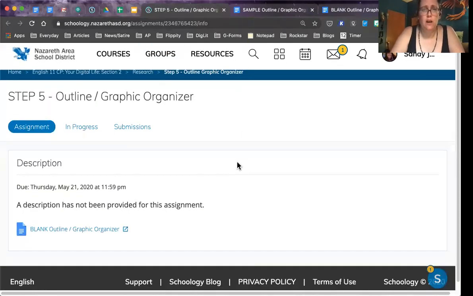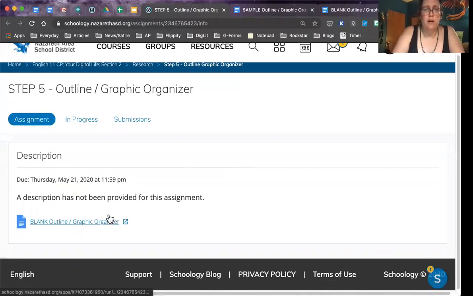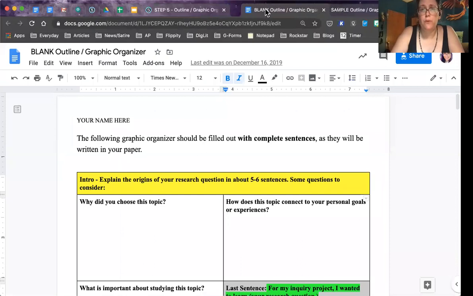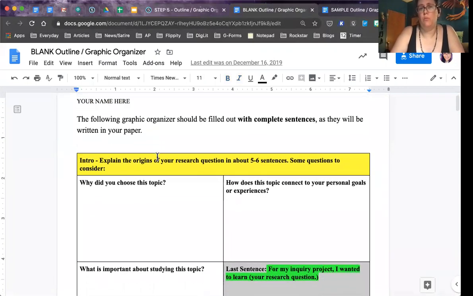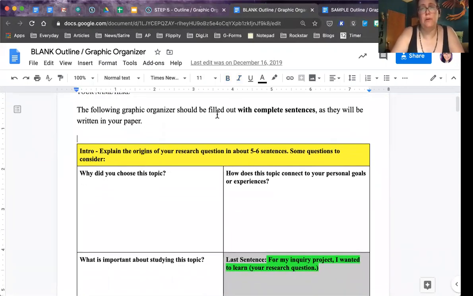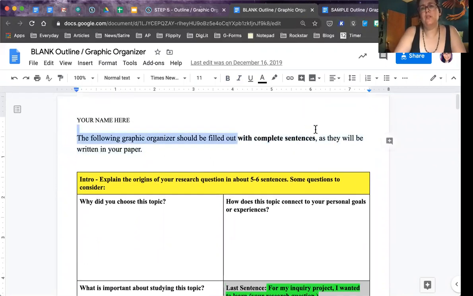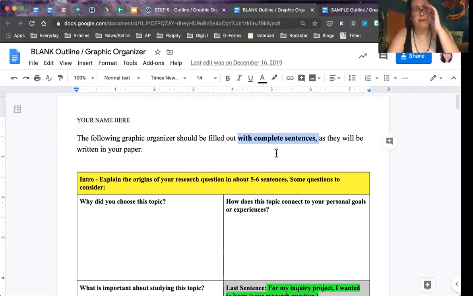So when you click on the Schoology assignment, it's going to take you out to here. Your document is going to look like this. When you pull it up, you're going to see there's space here to write your name. And then it walks you through basically what you need in the entire paper. The one important thing is that this should be filled with complete sentences because these are going to be written in your paper, and this is your step towards that. So make sure you actually write it out so that I, as the reader, can follow kind of what you're doing.